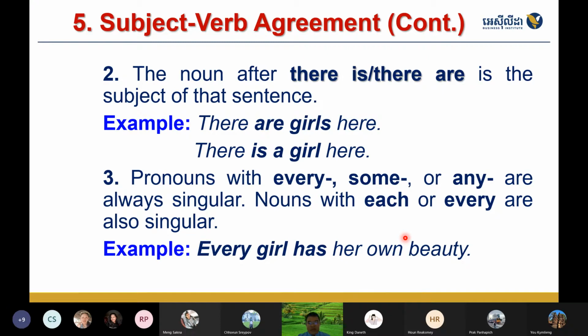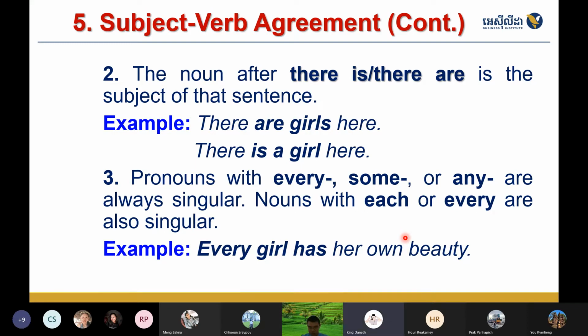Are you here? King Danet. Okay, Sarat, please read this, Sarat. Yes, sir. Okay, please. This is King Danet. Yes, sir. Okay, Danet, please.